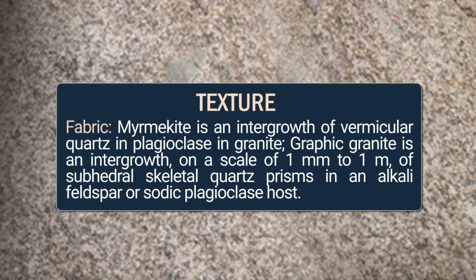One is myrmekite, which is an intergrowth of vermicular quartz in plagioclase in granite. Graphic granite, on the other hand, is also an intergrowth, but on a bigger scale. It is on the scale of 1 millimeter to 1 meter, and subhedral skeletal quartz prisms can be seen in an alkali feldspar or sometimes even a sodic plagioclase host.